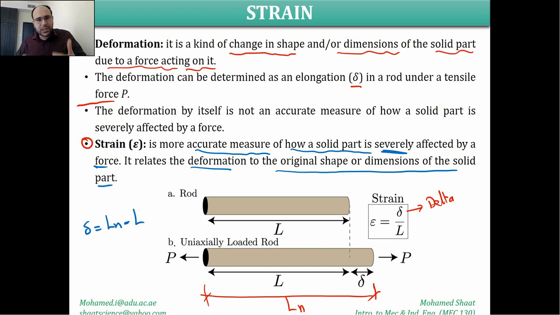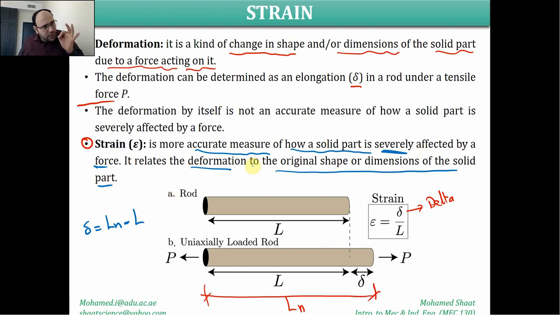The deformation by itself is a measure of the changes in the shape or the dimension of a solid bar because of an applied force. This is what deformation is. But it is not accurate when compared to the strain. The strain is a more accurate measure that gives us an idea how severely the object is affected by the force.